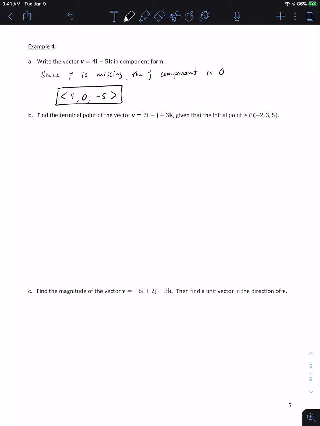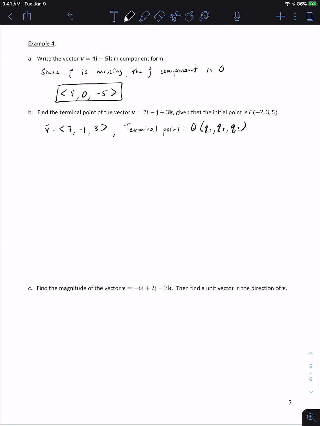Okay, so now question b, find the terminal point of the vector 7i minus j plus 3k, given that the initial point is negative 2, 3, and 5. Right, so our vector v is equal to 7, negative 1, 3. And we need our terminal point, which we typically call Q, and we'll write that as Q1, Q2, and Q3. So remember how, basically, we're given the vector and the initial point and we have to find the terminal point, right?